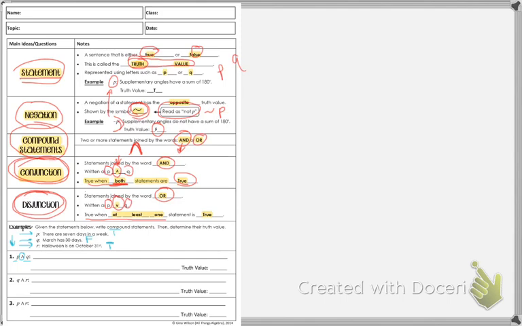Okay, I've assigned truth values. So now we're going to go off and write our sentences. But we're going to write our sentences according to the compound statement connector. P and Q. So P is there are 7 days in a week. So I'm going to write it out. There are 7 days in a week.